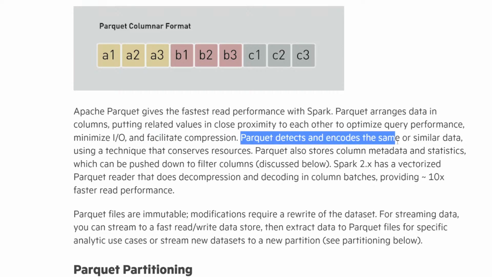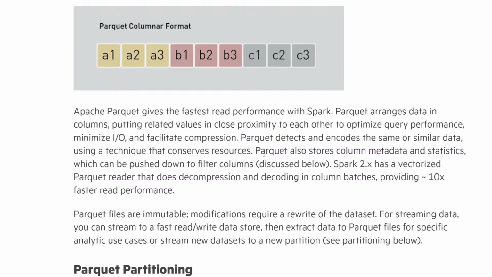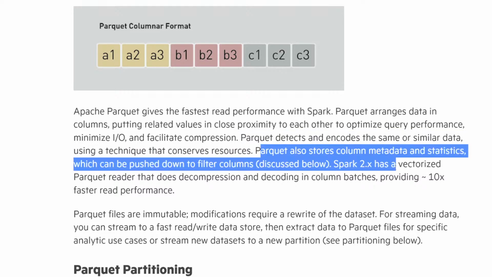Parquet also detects and encodes same or similar data using a technique that conserves resources. So Parquet has an ability to encode similar data. Parquet also stores column metadata and statistics. So it can store the column related metadata, including the highest value, the lowest value, the means. So that helps Spark process the data much faster.